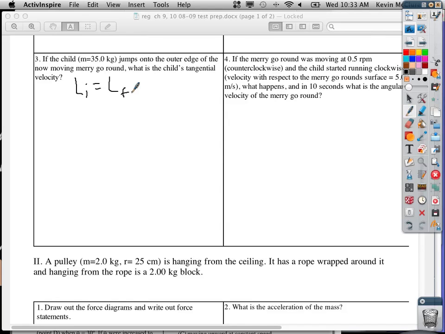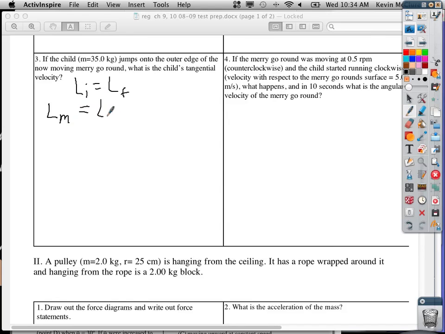Because how do you speed up a merry-go-round? You go tangential, like this. So if you jump on that way, you'll speed it up. So how do we get this kid to jump on? The kid jumps on and grabs. Okay. So that means initially the only momentum is from the merry-go-round.